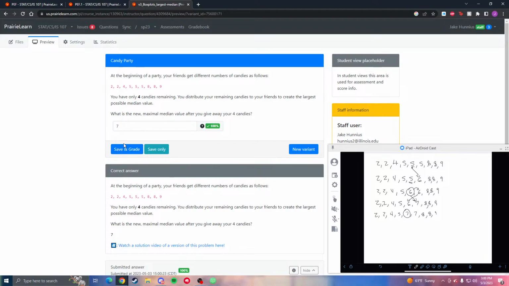Because with mean, you can give all 4 candies to one person, and the average will go up. However, with median, it's the middle number, and the middle number changes if it grows larger or smaller than a number that's to the left or right of that. I hope that makes sense.